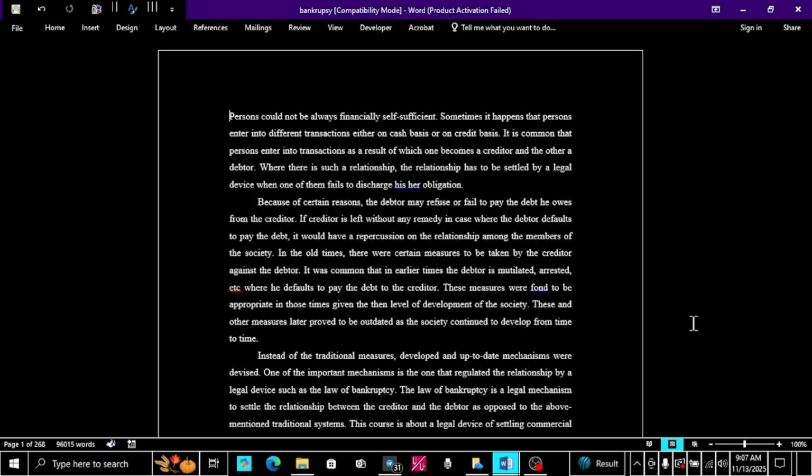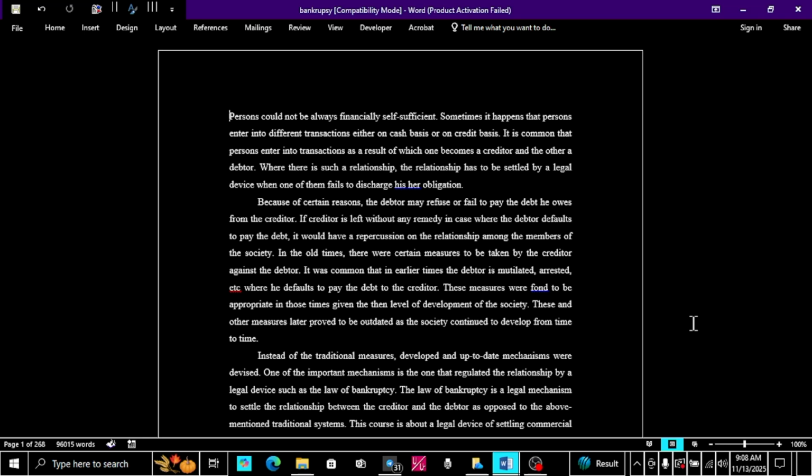Hello everyone, today let us see how to navigate a Microsoft Word using the NVDA screen reader. I have already opened a Microsoft Word file. First, we will see how to navigate character by character. To navigate character by character, we use the left and the right arrow keys on our keyboard.